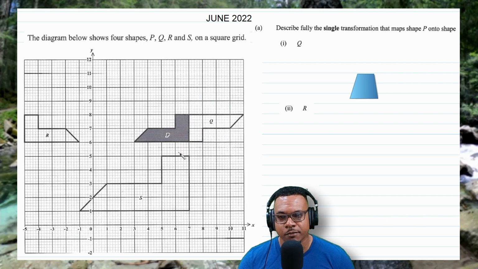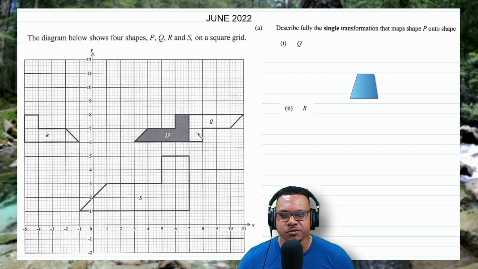All right, next we have a reflection. Now, the thing about a reflection is that the image is laterally inverted. So if P was to be laterally inverted, it would look like R. So R is basically a reflection of P in some mirror line, right? Because it's these two shapes here, well, R is laterally inverted from P. So this is what we call lateral inversion. So obviously Q is not like that. So the transformation between P and Q is not a reflection.